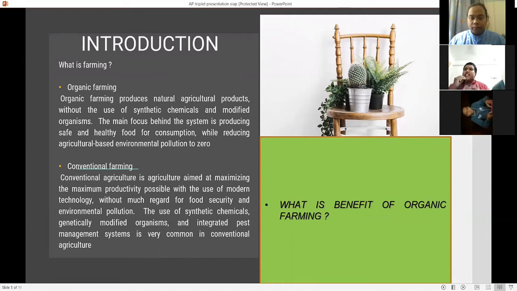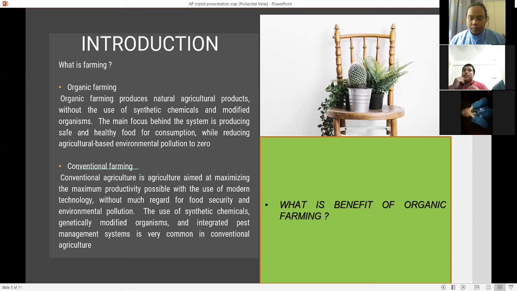This happens because the production of vegetables is divided into two ways. First is organic farming and the second is conventional farming. So let's see the introduction slide to know the difference of both. First, what is farming? We need to know what farming is. Farming is divided into two ways.